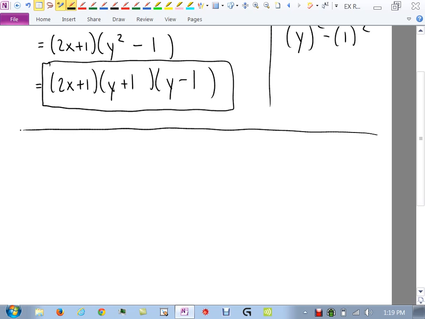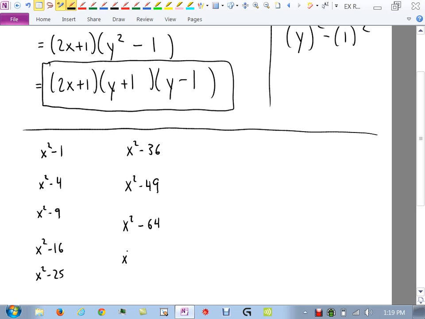Let's look at the most common differences of squares that you see. I mean, like x squared minus 1, x squared minus 4, x squared minus 9, x squared minus 16, x squared minus 25, x squared minus 36, x squared minus 49, x squared minus 64, x squared minus 81, x squared minus 100. That's about as far as we'll go. Okay? What would this be factored?